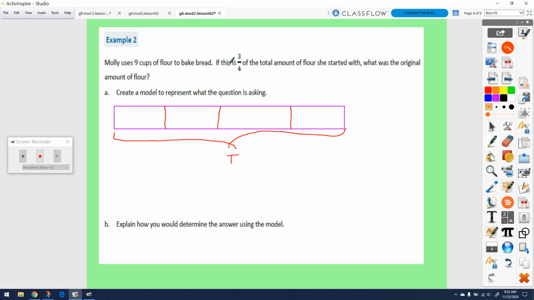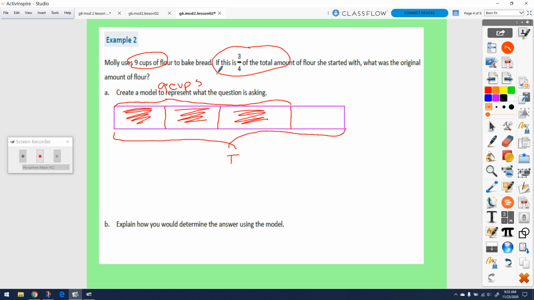And I have used 3/4. Do you see that? So I'm going to shade in these 3 of the 4 pieces that I've already used. Then it says what we used was also called 9 cups. So these 3 little boxes equal 9 cups. If that's the case, we now need to go down here and explain how we determine the answer. And we've done all of this work.